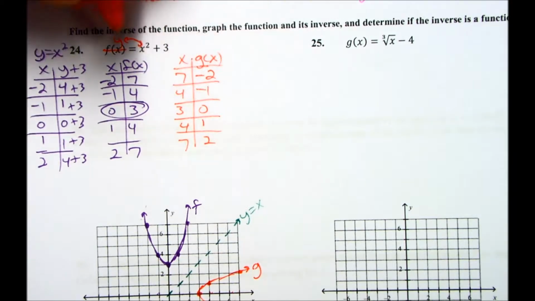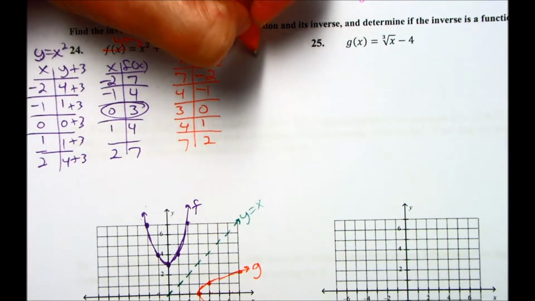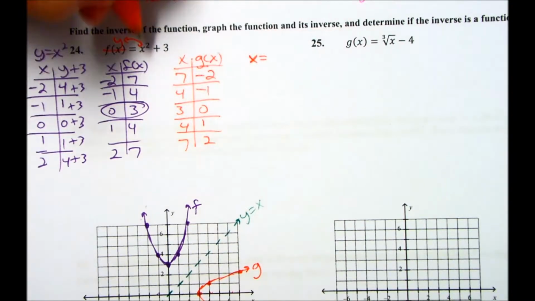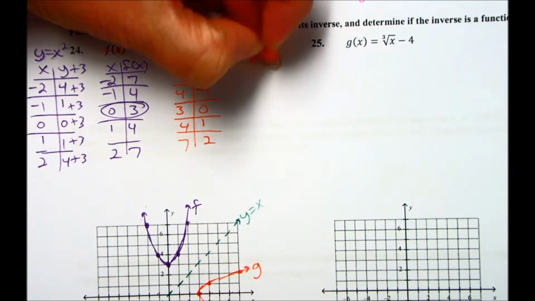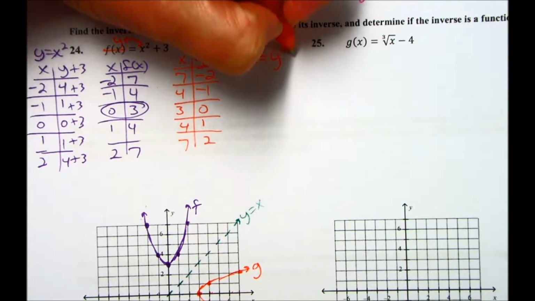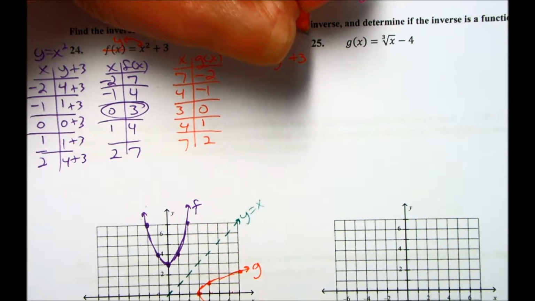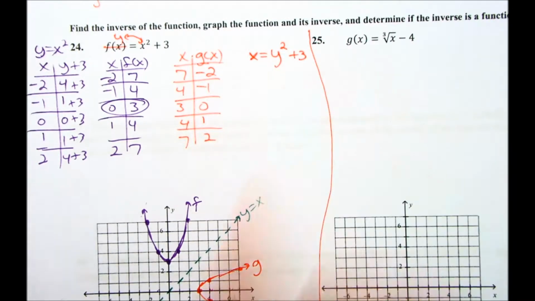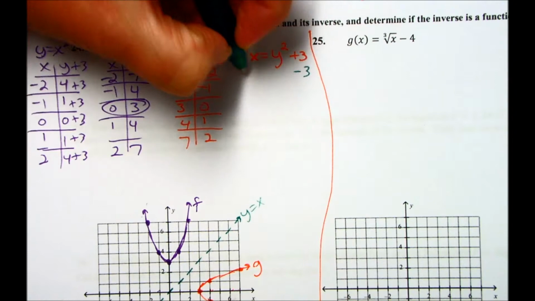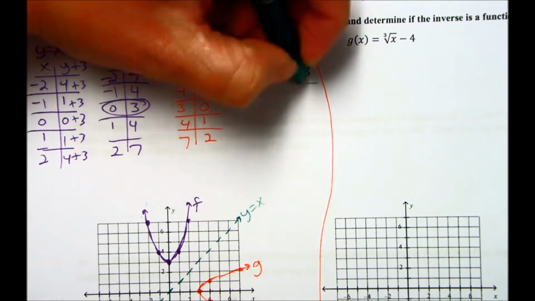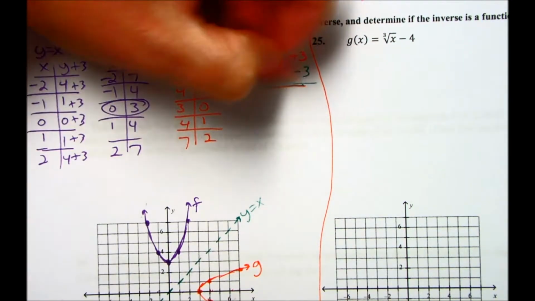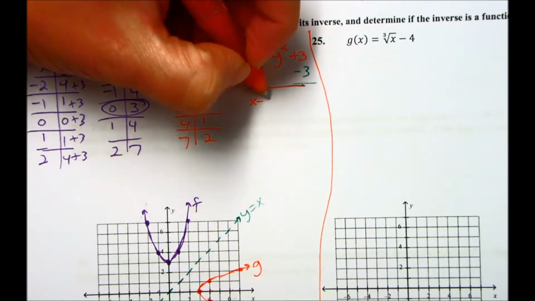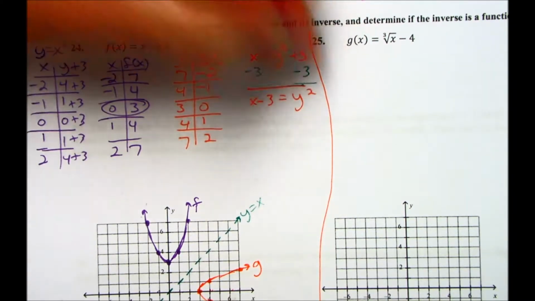So instead of y equals, I'm going to write x equals. And instead of x squared, I'm going to write y squared, plus 3. So I know I'm kind of running into this problem here. Now the goal is to get the y by itself. In order to get y by itself, I have to subtract 3 now, and my new equation will be x minus 3 equals y squared.